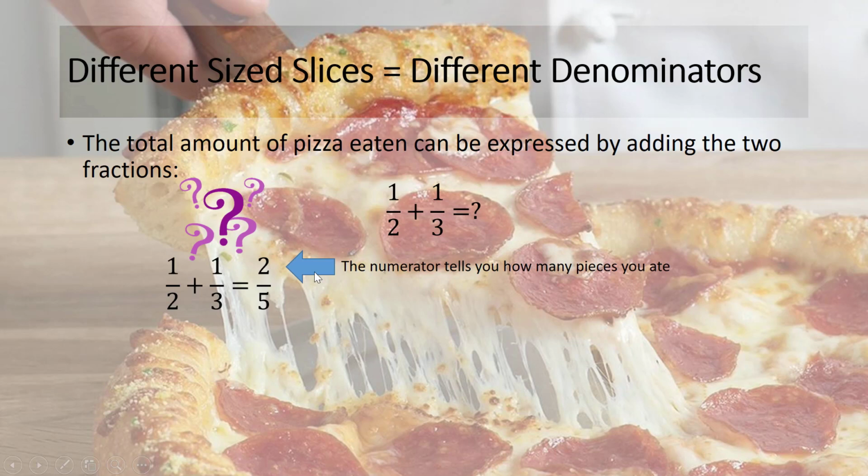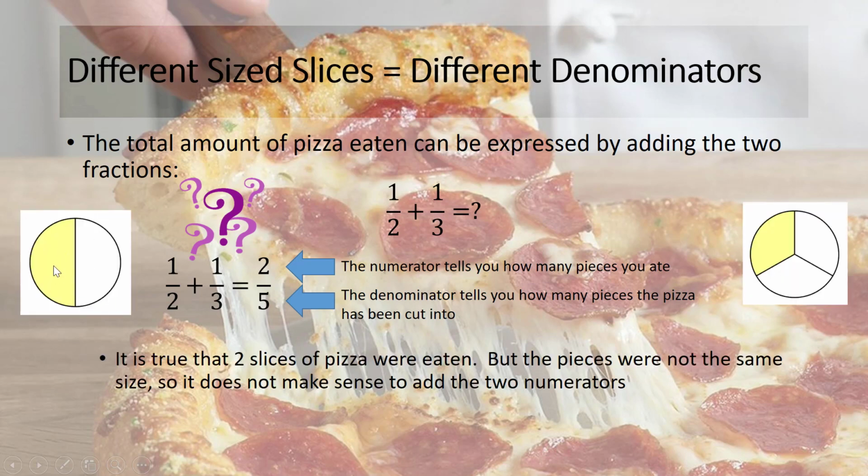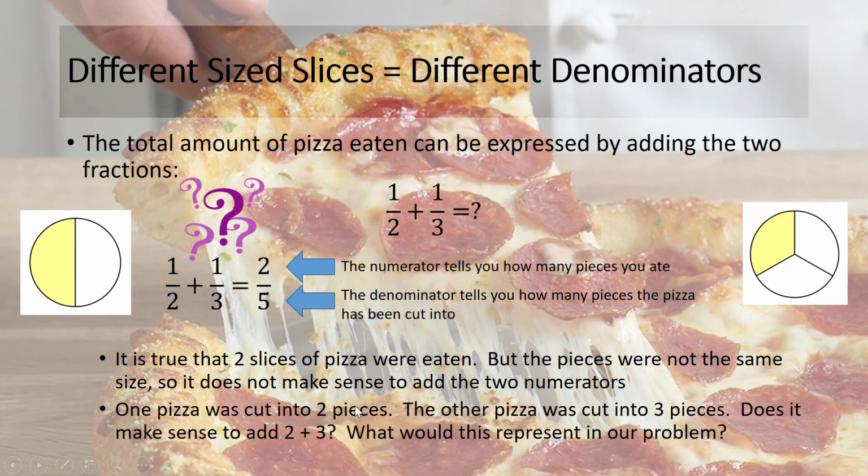Well, 2 is the numerator, and that tells us how many pieces were consumed. It is true that 2 different pieces of pizza were consumed, so maybe that's valid. But then let's look at the denominator. The denominator tells us how many pieces the pizza has been cut into. Remember, one pizza was cut into 2 slices, the other one was cut into 3 slices. Does the number 5, or 2 plus 3, have any physical meaning in our example? It absolutely does not. It doesn't make sense to add the 2 or the 3. One pizza was cut into 2 pieces, the other pizza was cut into 3 pieces, so it doesn't make any sense to add 2 plus 3.